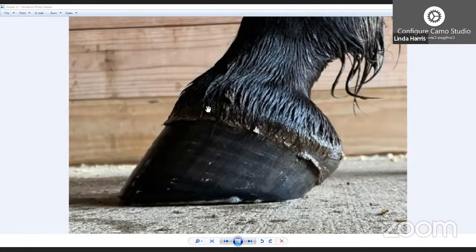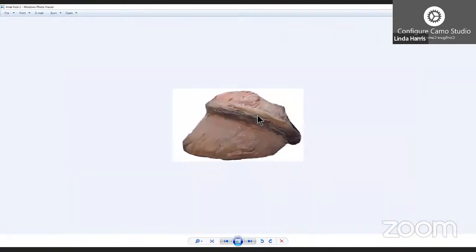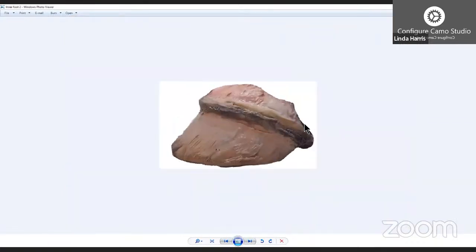Okay. Look at this foot. Here's the inner foot right here. Okay. This is the inner foot. Look where the cartilage is, up here. Look where the coronary band is, up here.